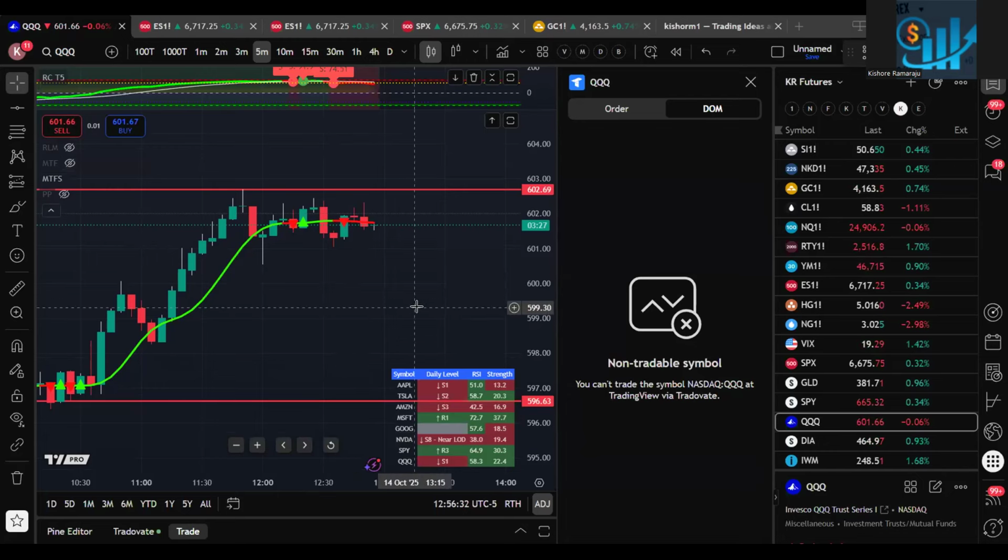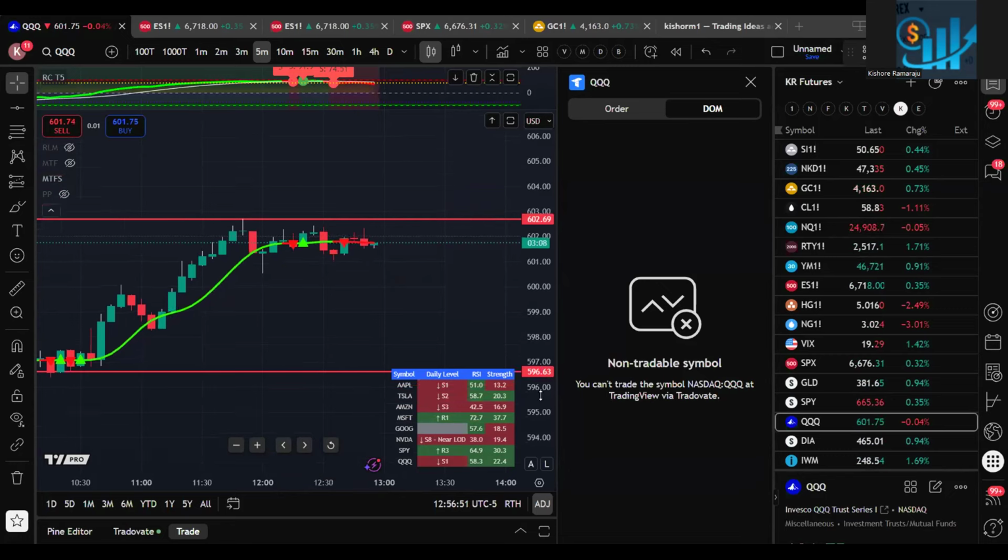So you can do two things here. One is you can take the bear call spread, right? Above this, the chances are very less for QQQ to go above 603 today. So you can do 603, 604 bear calls.